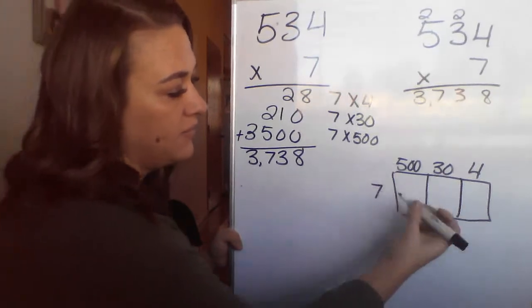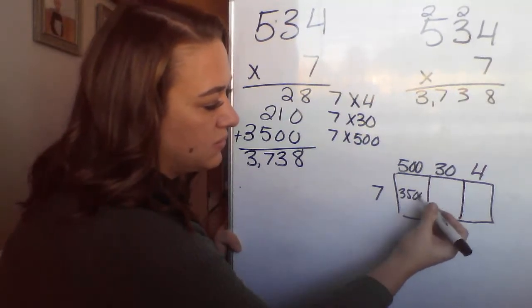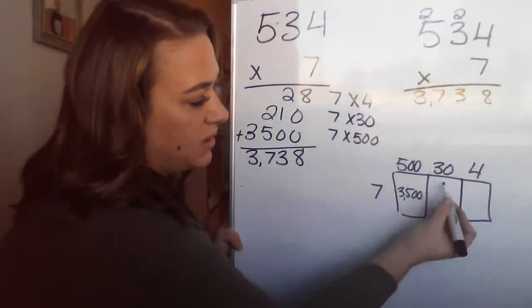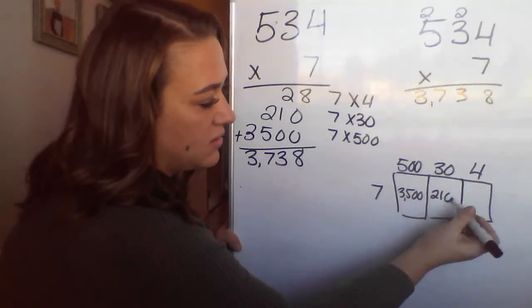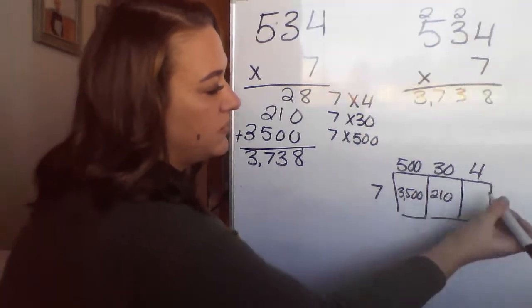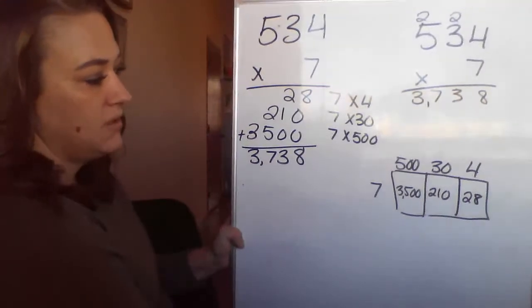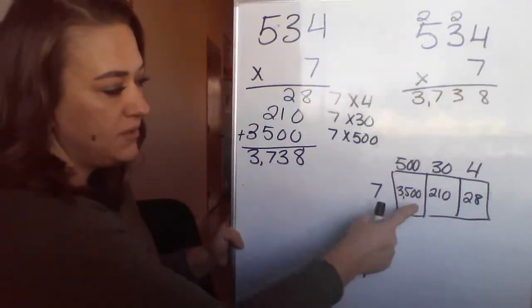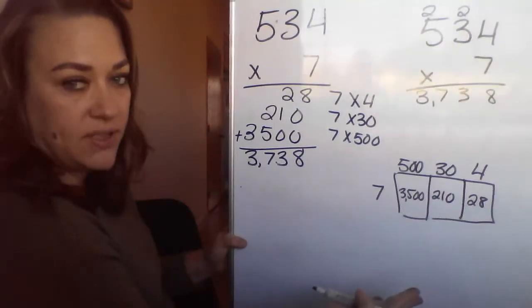7 times 5 is 35, plus my 2 zeros. 7 times 30. 7 times 3 is 21, plus that 0. 7 times 4, 28. So we're connecting. You can see I'm still finding partial products. Just like this one, it's just set up differently.